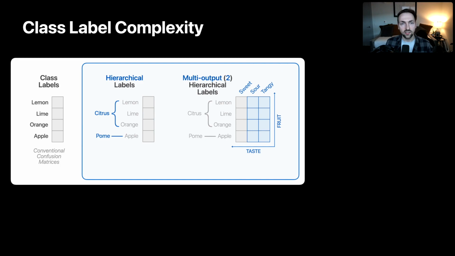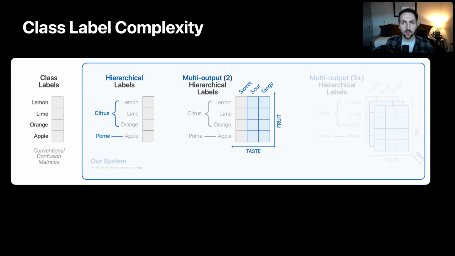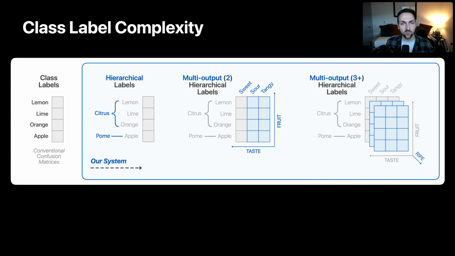Other complex datasets can contain multi-output labels. For example, here, we now have classes for taste along with fruit. You could then imagine scaling this to some higher number of classes too, such as whether or not the fruit is ripe or not to eat.